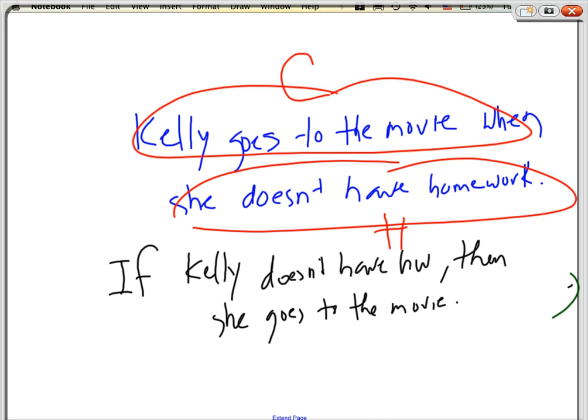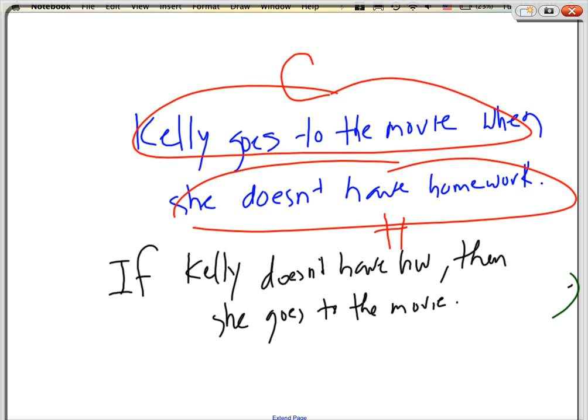So notice, even if it's not already written in the if and then form, I want you to identify the conclusion and hypothesis. It shouldn't be that hard, right? That's all we're doing. Any questions so far in logical reasoning? We're good with that?